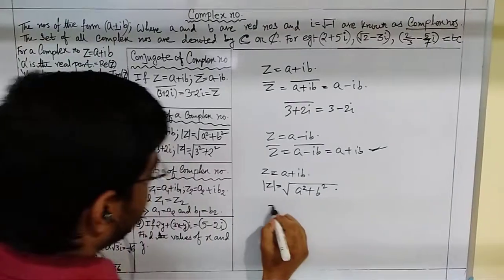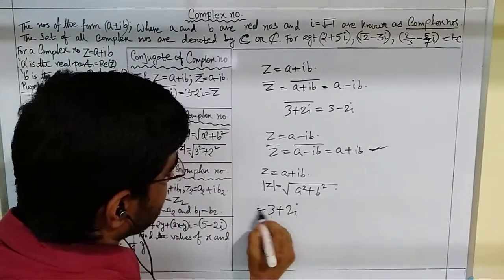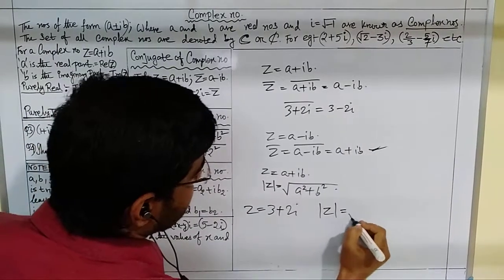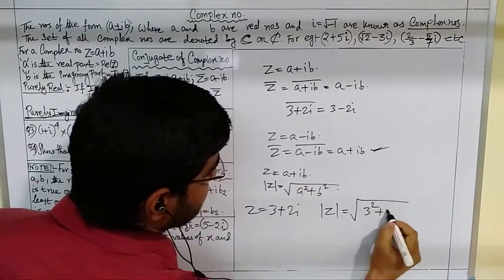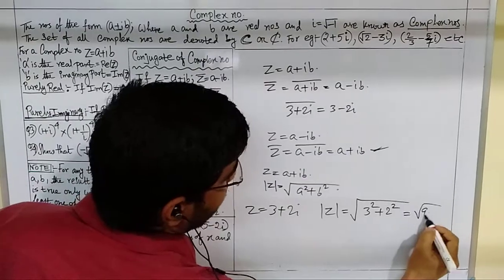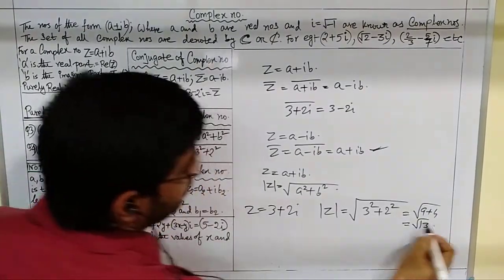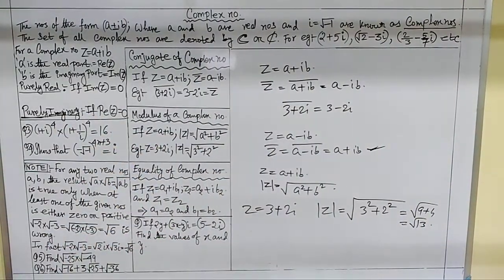Just like 3 plus 2i. This is the complex number. What will be the modulus? It will be root over of 3 square plus 2 square. Root over of 9 plus 4. Root 13 will be the answer. Root 13 will be the modulus of this complex number.